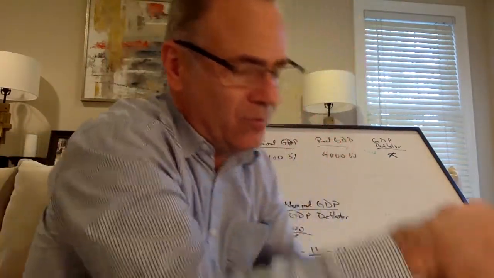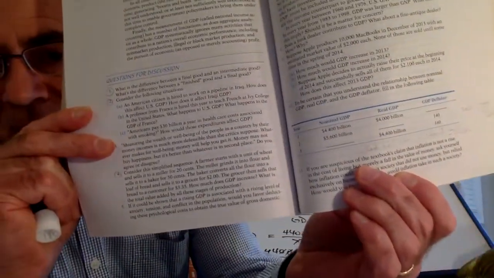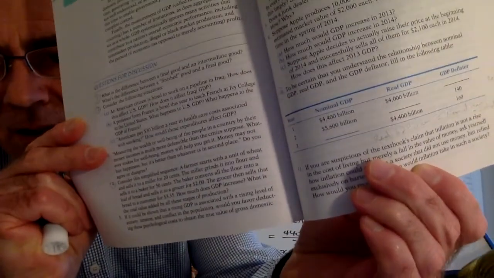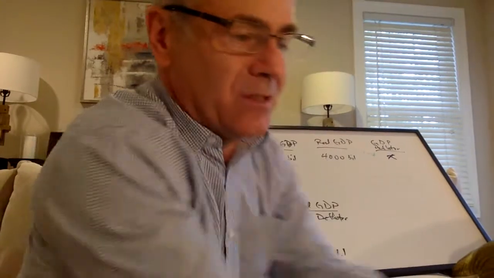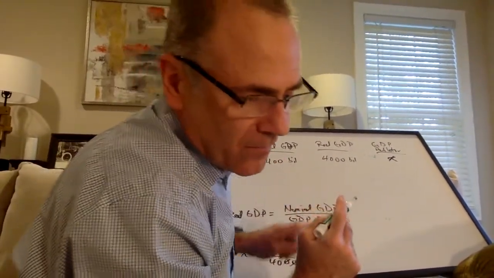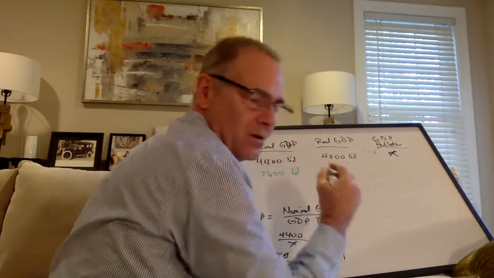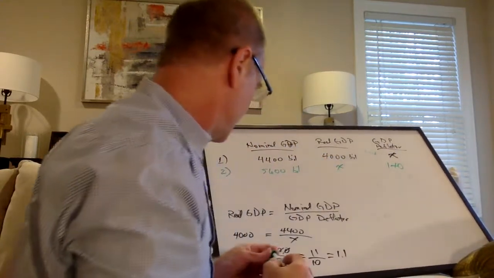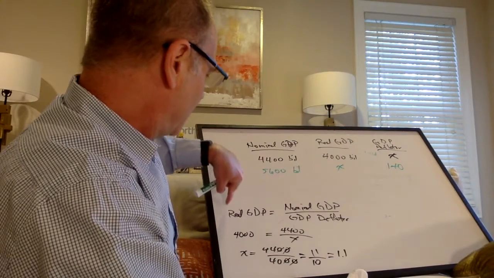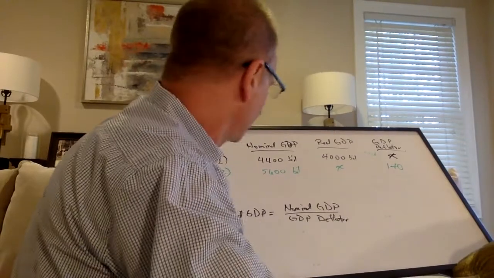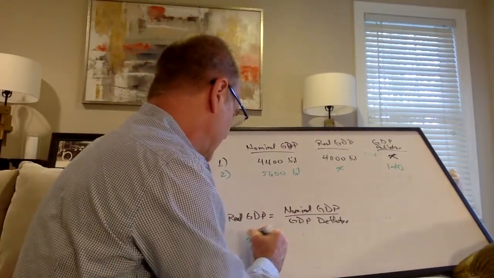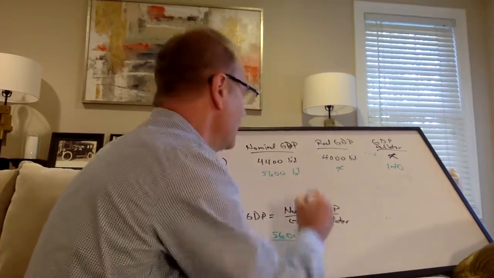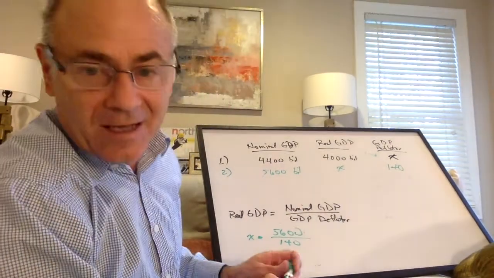Okay, question 2. Nominal GDP is 5,600 billion, real GDP is X, GDP deflator is 140. So let's put that in there. I will do this in green for number 2. So now you have to remember this formula: real GDP equals nominal GDP divided by the deflator. So when we use the new numbers for part 2, X equals 5,600 divided by 140.